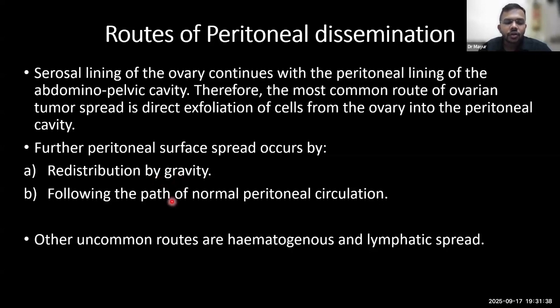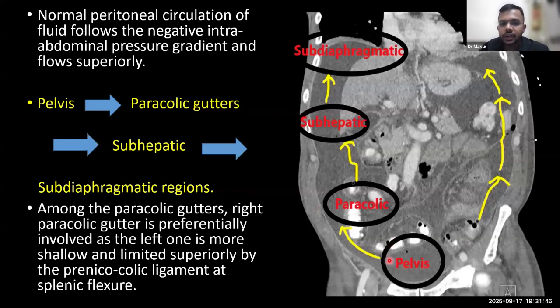Further spread occurs following the path of normal peritoneal circulation. Now, what is the path of normal peritoneal circulation? It is from caudal to cranial, that is from pelvis to subdiaphragmatic region. During expiration, as the diaphragm moves upwards, it will draw the fluid and the cells upwards towards itself due to the negative intra-abdominal pressure gradient, and therefore the flow of fluid and the cells is from caudal to cranial.